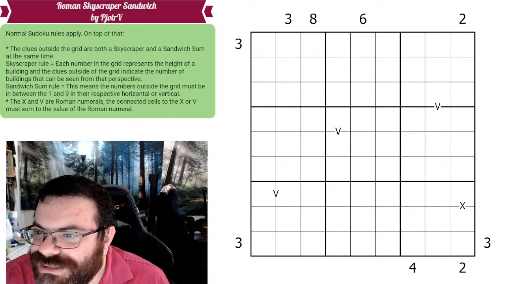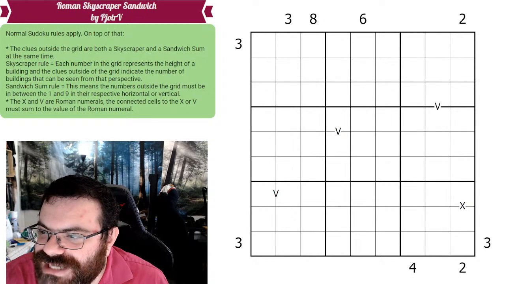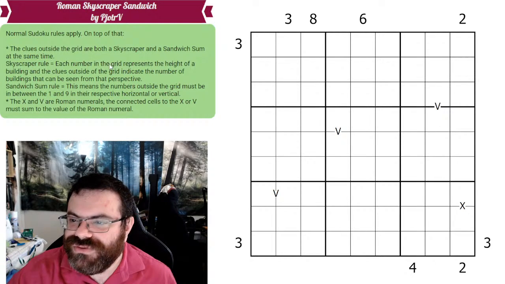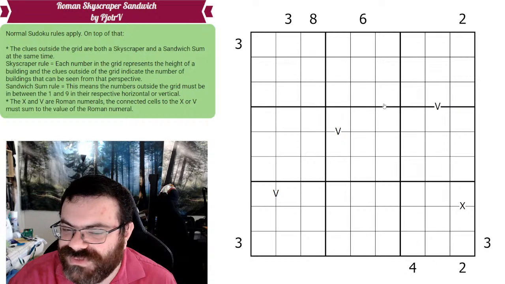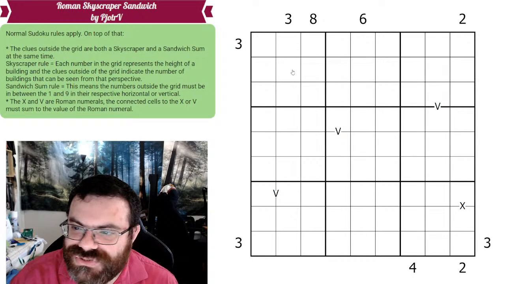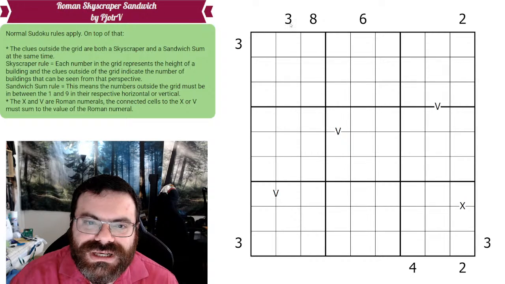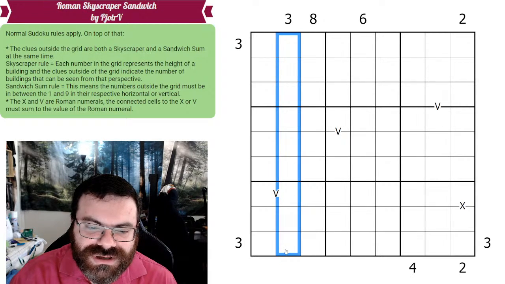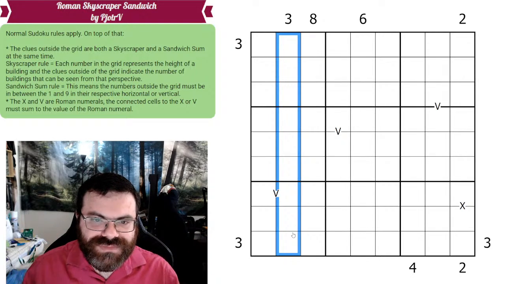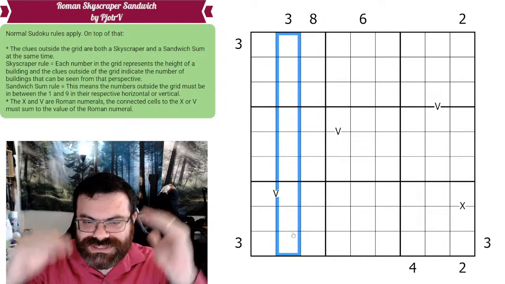Normal Sudoku rules, that's good. Clues outside the grid are both a skyscraper and a sandwich sum at the same time. Okay. So let's go over what both of those rules are. So the digits outside the grid, let's do skyscraper first. So let's say this 3 here. That is the number of digits along the column, starting from here, that you can see, assuming that the digits are the height of, say, a skyscraper.